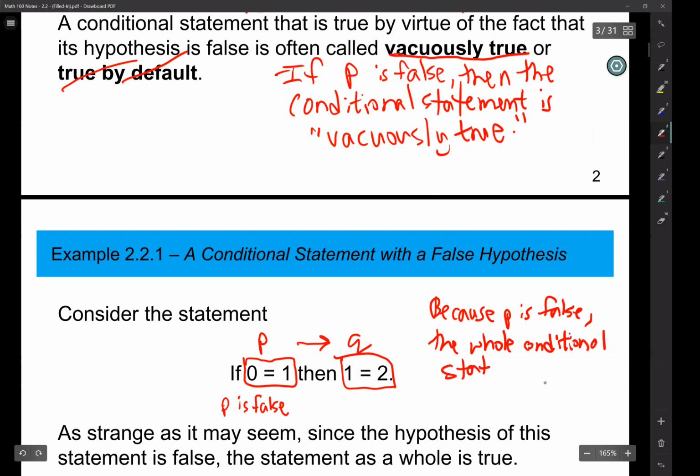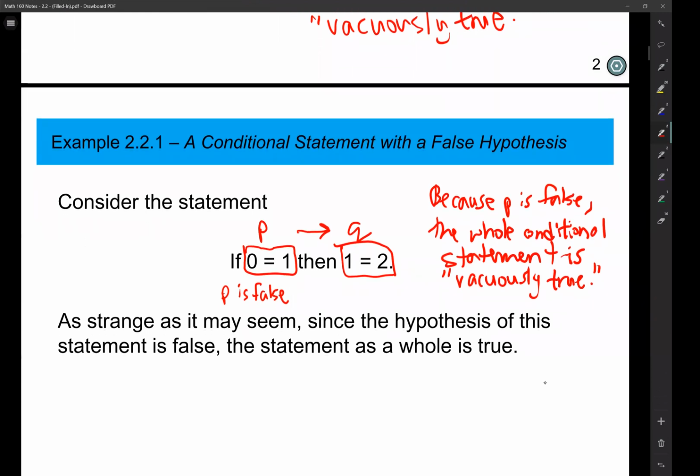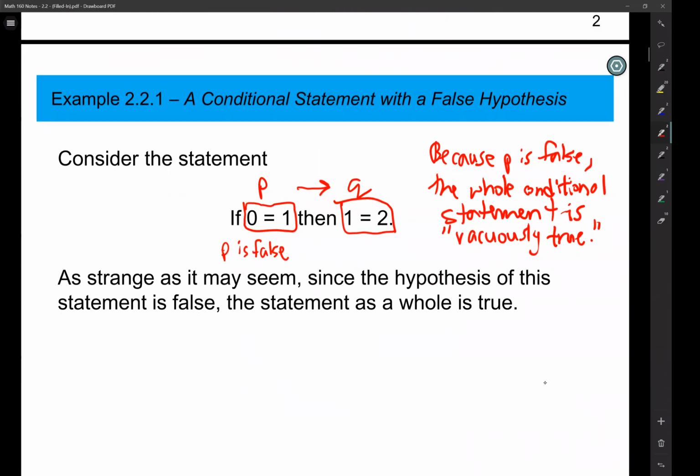The statement is vacuously true. Now, vacuously true just means that it can't be disproven. It doesn't mean it has any value to us that it's vacuously true. Some other ones are easier to come up with.